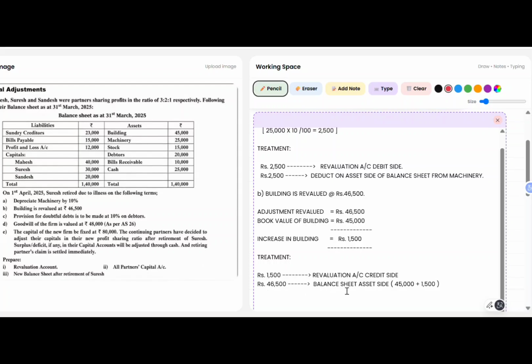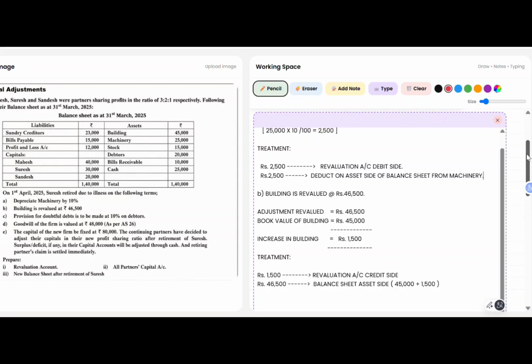That is in the balance sheet on the asset side, which is nothing but the book value 45,000 of the building plus the increase in the value of the building 1,500, which will be 46,500. So that is the treatment for the second adjustment.